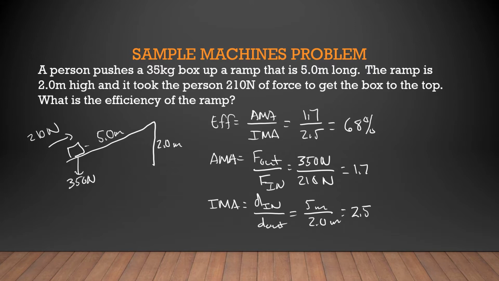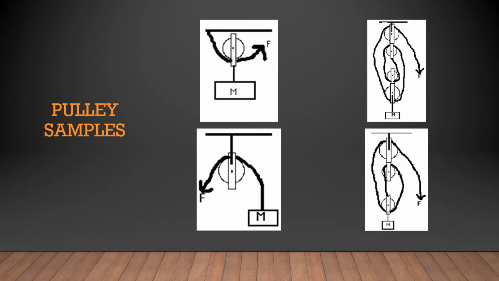So not too complicated. Hopefully it makes a little bit of sense in terms of what we're trying to get at there. The last thing to check on is to give examples of pulleys really quickly. Pulleys, basically we're looking for every time a string is used to support the weight of the object, it's going to add 1 to the IMA.